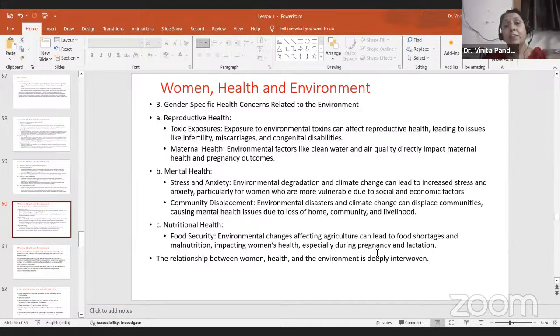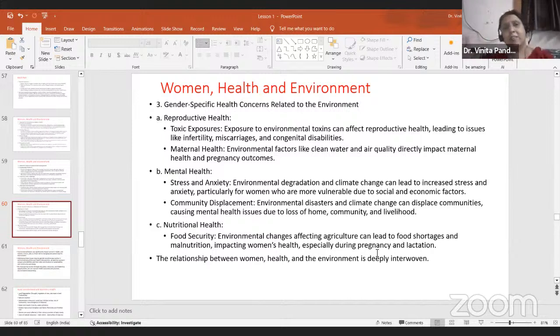So, environmental degradation and climate change can lead to increased stress and anxiety, particularly for women who are more vulnerable due to social and economic factors. Friends, I was talking about ecofeminism, right? Ecofeminism is that branch where you try to elaborate, expand, and explore the relationship between environment and women. Women can not only be the largest stakeholders in protecting the environment, they can also be victims if environmental degradation is taking place.